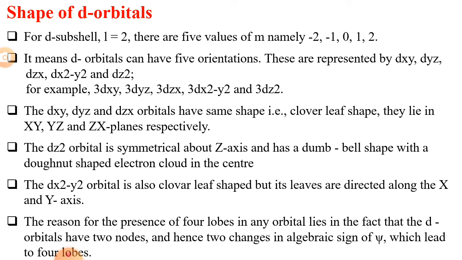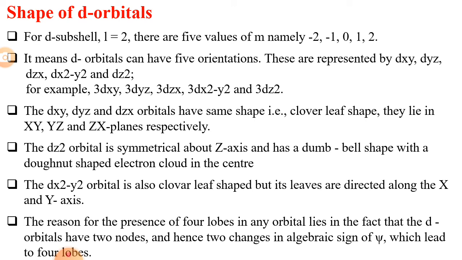The dz square orbital is symmetrical about the z axis and has a dumbbell shape with a donut-like electron cloud in the center, and the dx square minus y square orbital is also clover leaf shaped, but its leaves are directed along the x and y axis. So there are 2 sets of orbitals. In the first set, the lobes of the orbitals are exactly along the axes, and in the second set, the lobes of the orbitals are placed in between the axes.